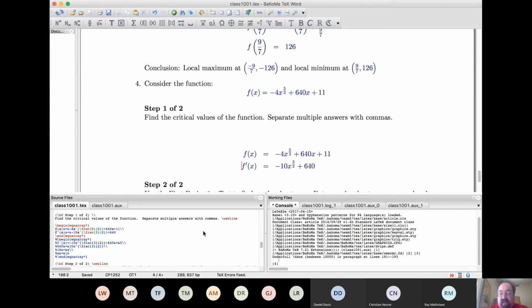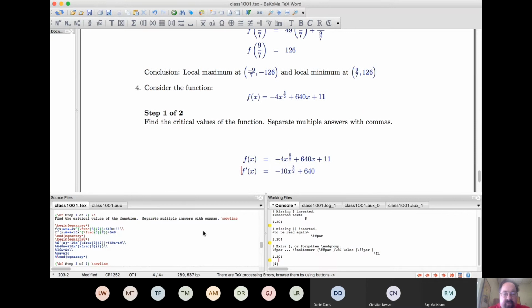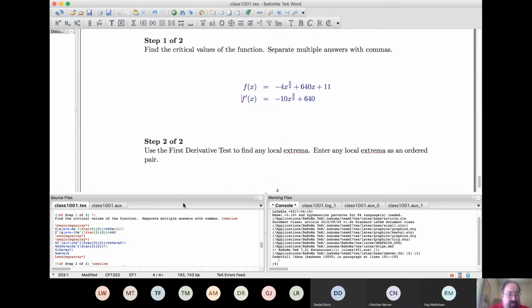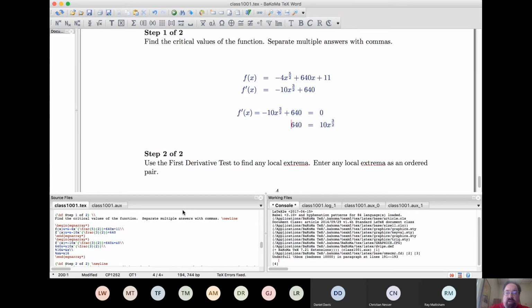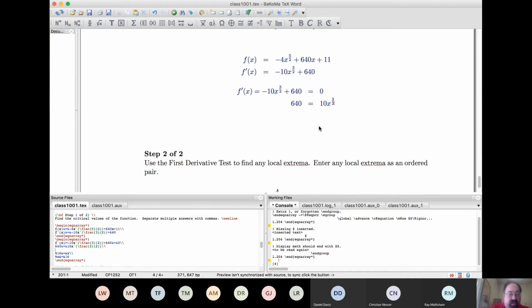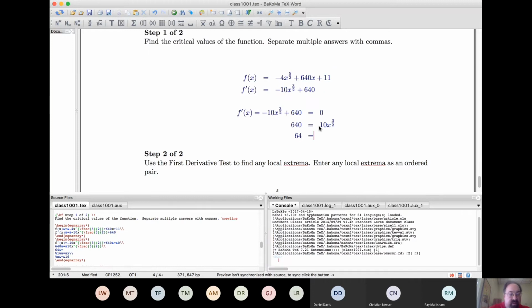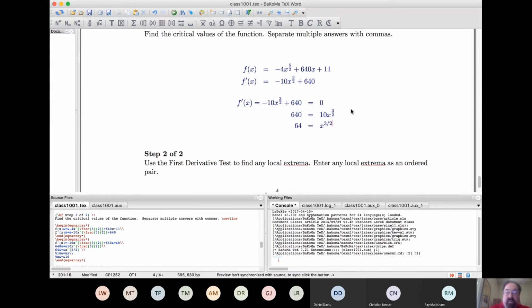Now, it's kind of strange working with this fractional exponent here. In some cases, the numbers still work out nicely, although, of course, chances are you want to go to your calculator for this. So we set the derivative equal to 0, and then when we rearrange, we get 640 is equal to 10x squared. We then divide by 10, so we have 64 equals x to the 3 halves.